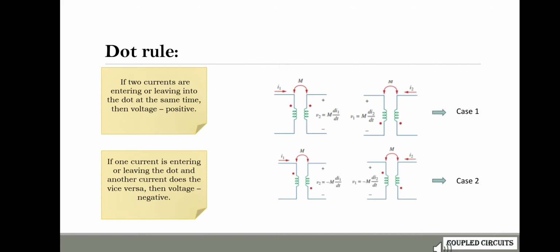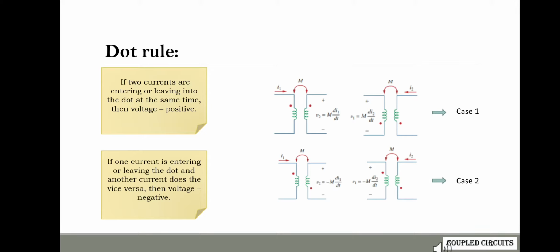Now, a major rule, that is the dot rule. Dot convention is a technique which gives detail about voltage polarity at the dotted terminal. If two currents are entering or leaving into the dot at the same time, then voltage generated due to mutual coupling will be positive. If one current is entering or leaving the dot and the other current does vice versa, then voltage generated due to mutual coupling will be negative.